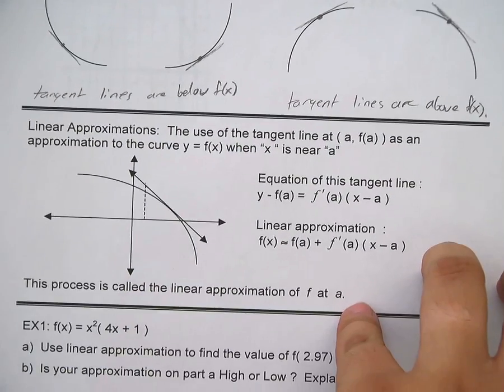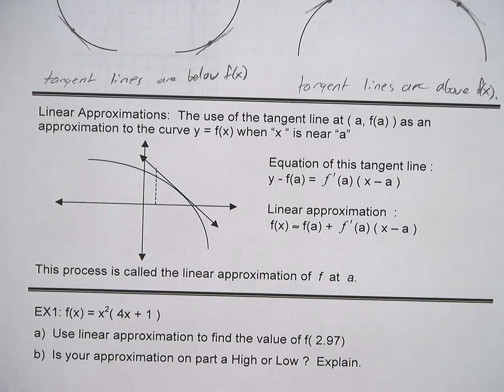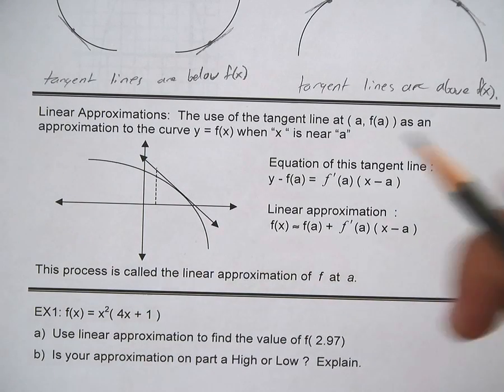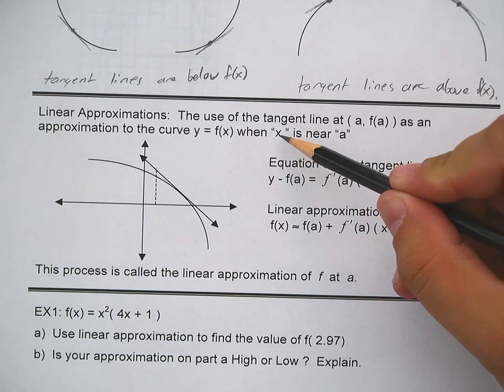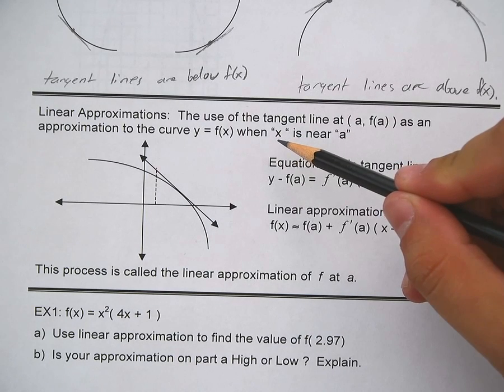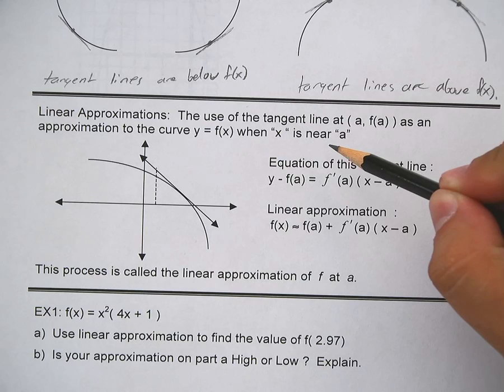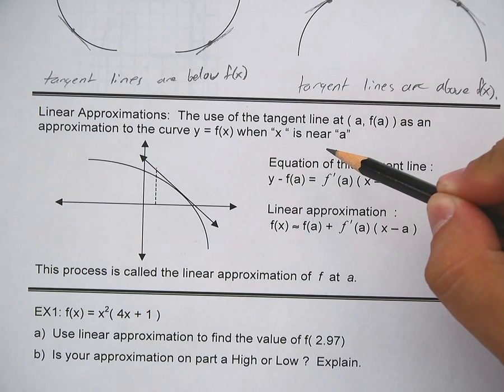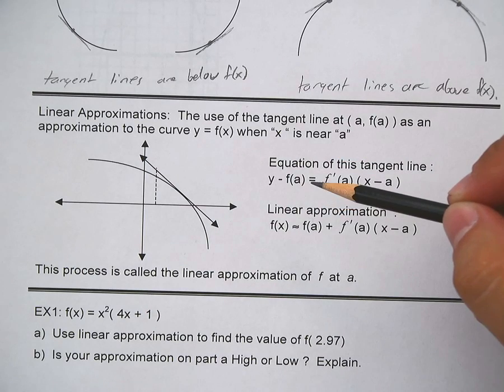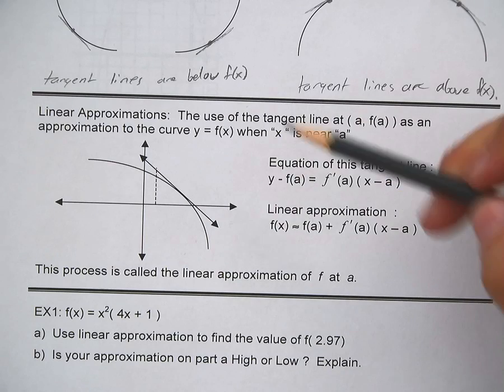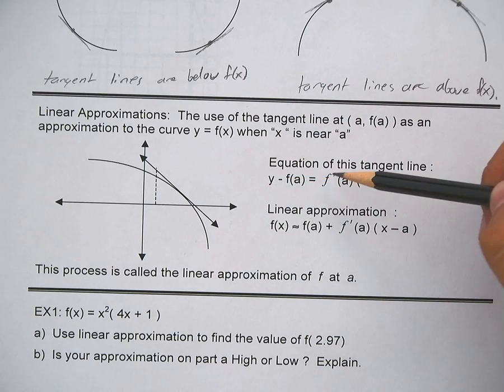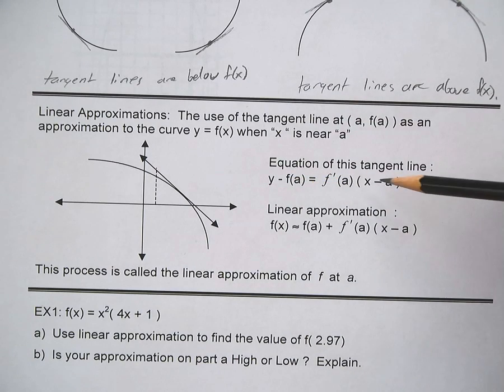So, actually getting into what a linear approximation is. Linear approximations use the tangent line at a, f of a, as an approximation to the curve y equals f of x when x is near a. What this is saying is that when x is a number like 2.1, we can use a, call it 2, and say that it's really close to that. So the equation of a tangent line: y minus f of a equals f prime of a times x minus a.